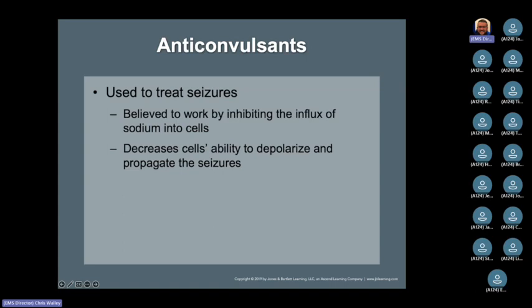You have several other types of drugs that are used as anticonvulsants. We have your benzodiazepines, your barbiturates, your hydantoins, and then your valproic acids.